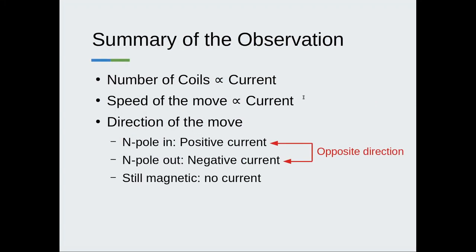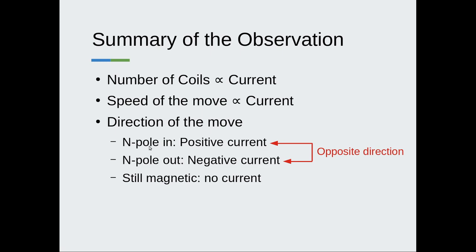I have to go a little bit faster. So here is a summary of our observations. What are the factors that change the current? The number of coils is proportional to the amount of current. The speed of your move is proportional to the current. And the direction of the move definitely changes the direction of the current, right?